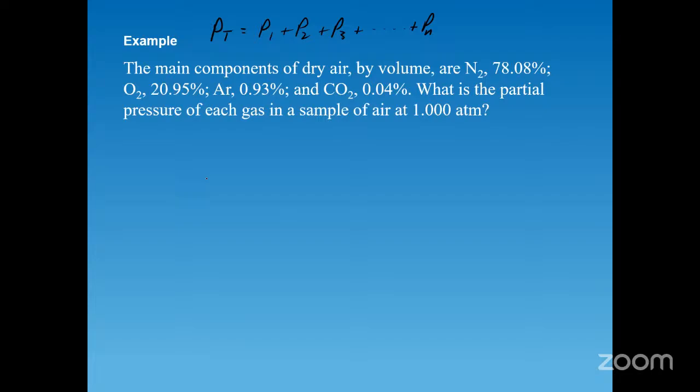Okay, so let's look at this question. This question says the main components of dry air by volume are nitrogen, and it gives the percentage, oxygen, argon, and carbon dioxide, and their percentages are given as well. So the question is asking, what's the partial pressure of each gas in a sample of air at 1.000 atmospheres, right? These basically are percentages by volume, right?